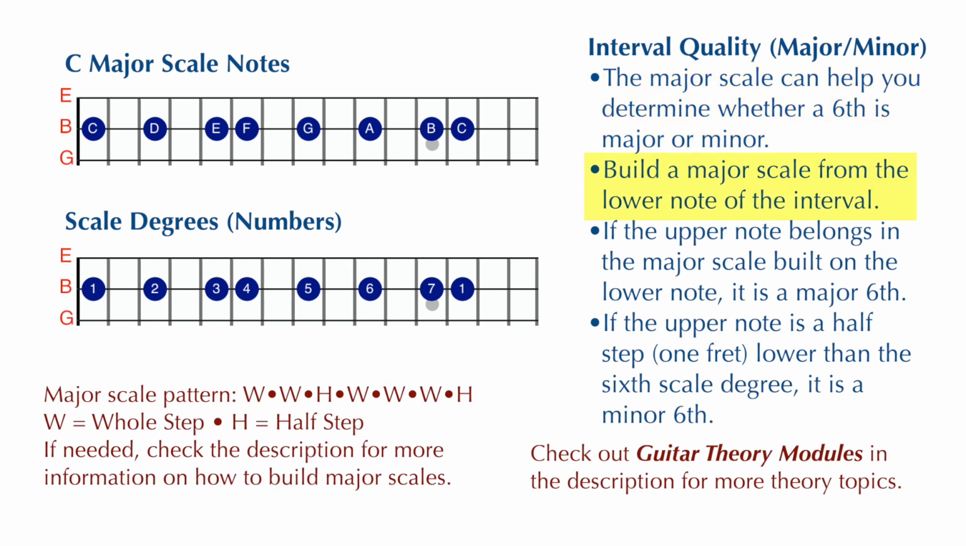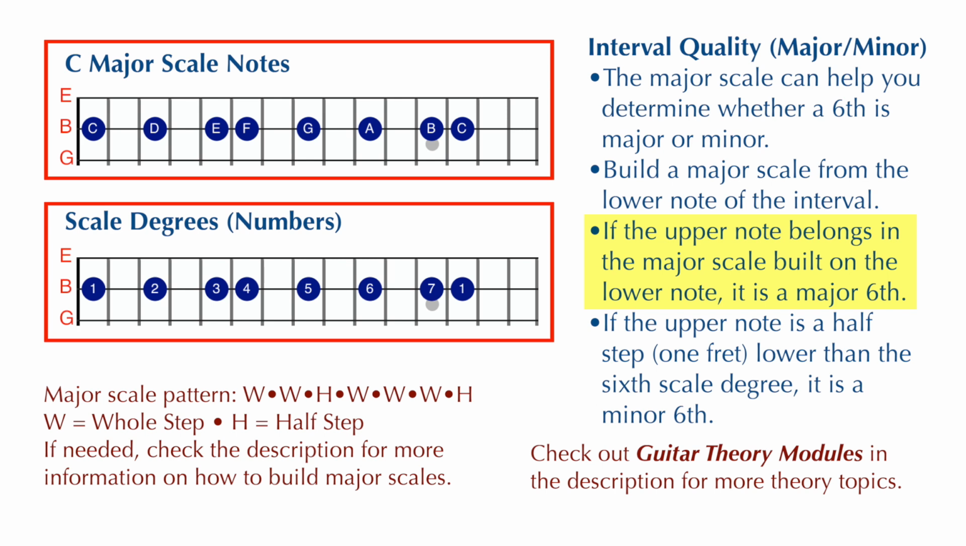To do that, build a major scale beginning from the lower note of the interval. If the upper note, which you already know is a sixth higher, belongs in that scale, the interval is a major sixth. If that upper note is a half step lower than the sixth note of the major scale, it is a minor sixth. For example, when you build a C major scale using the whole step, half step, whole, half pattern, you get C, D, E, F, G, A, B, and C.